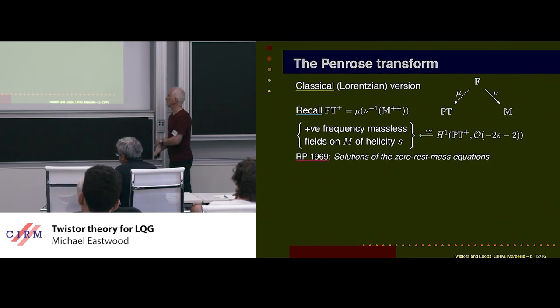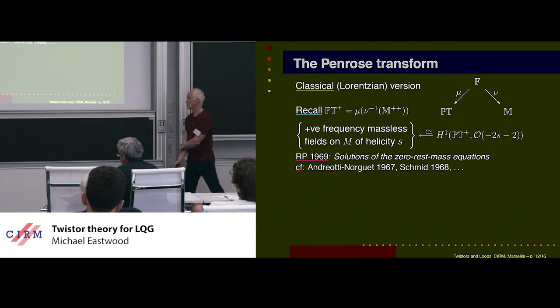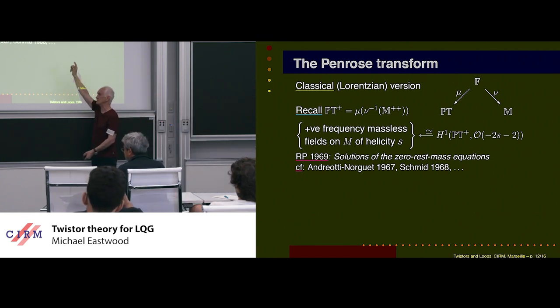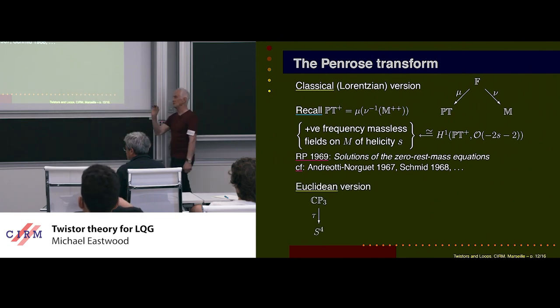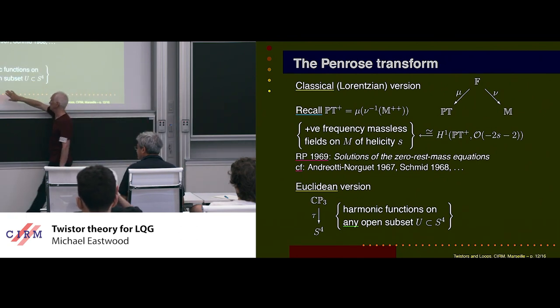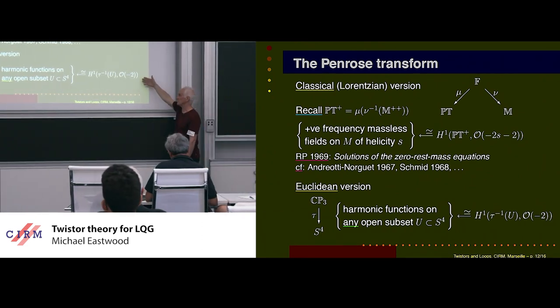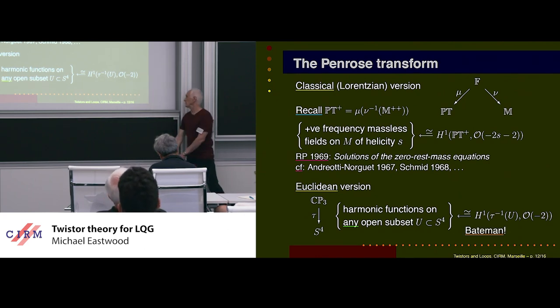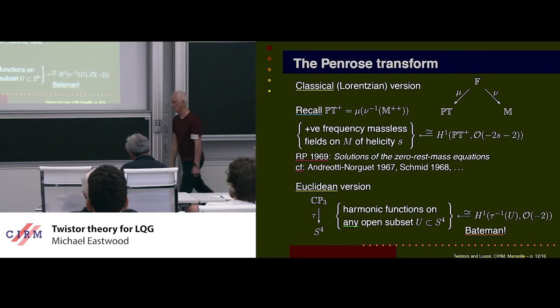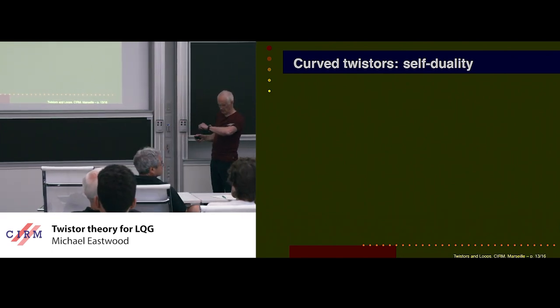And this, again, in 1969, Roger Penrose wrote down something which is interpretable as this. There are lots more interpretations around the same time of similar sorts of things. So obviously something was in the air. The Euclidean version is really easy. If you take any open subset inside here, then you can realize that as one of these cohomology spaces on just the inverse image of any open subset. Really good. And that's an explanation of Bateman's formula. Bateman's formula is what happens if you write this out in a Czech representative.